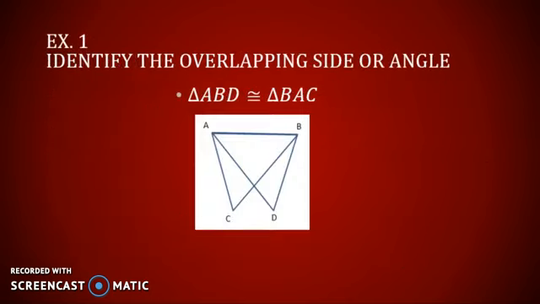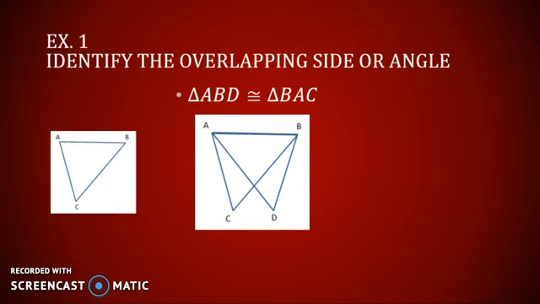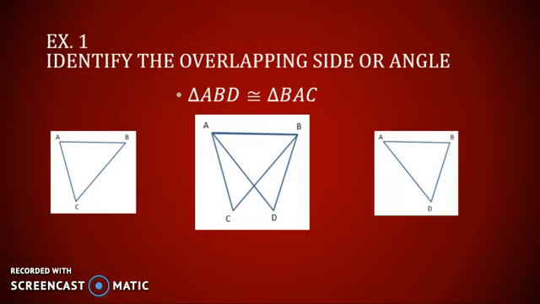So first example, we need to be able to identify the overlapping side or angle. Here, if we redraw our two triangles, we have triangle ABC and triangle BAC. Alright, so here's our two triangles. On the left is ABC, on the right is ABD, and we're looking for what is the same in both, and that would be AB. AB is our reflexive side, our overlapping side.